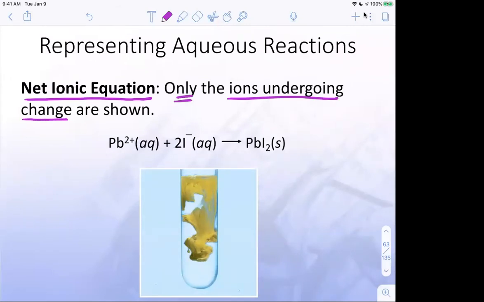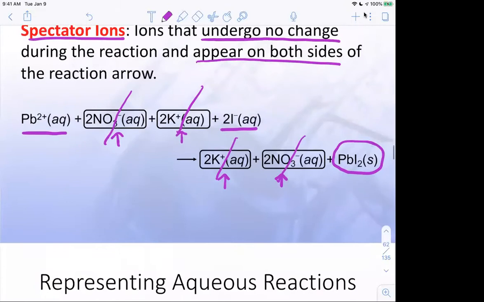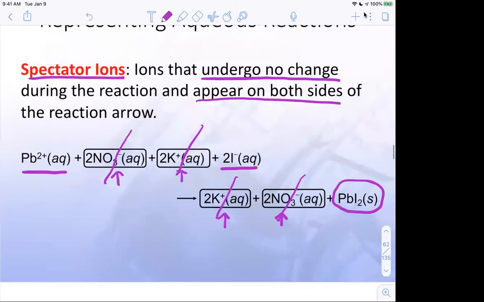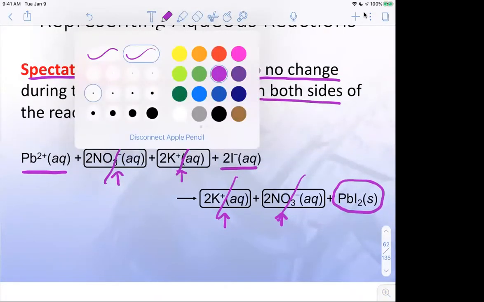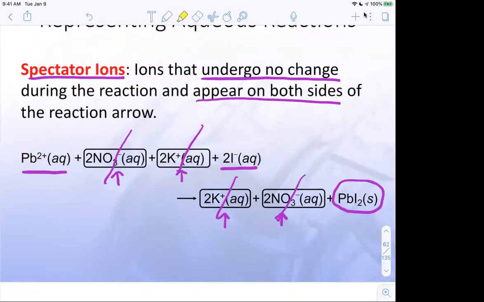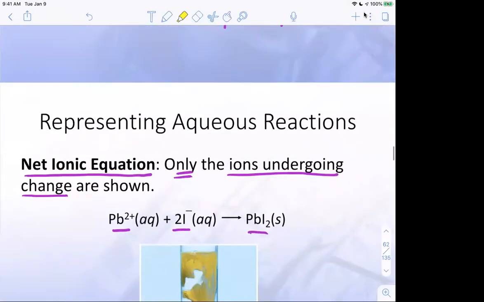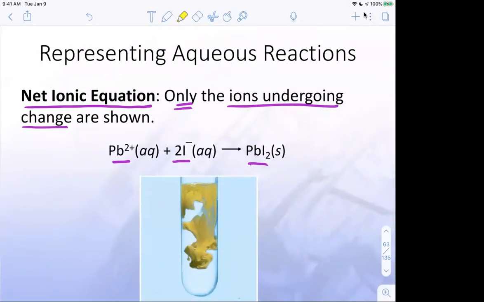So the net ionic reaction for this particular reaction is lead-2 plus reacting with 2 I minus to form the lead-2 iodide. And again, if I cancel out my spectators, what I'm left with is the lead-2 plus and the 2 I minus forming that lead-2 iodide, which is what I'm representing here in my net ionic equation.